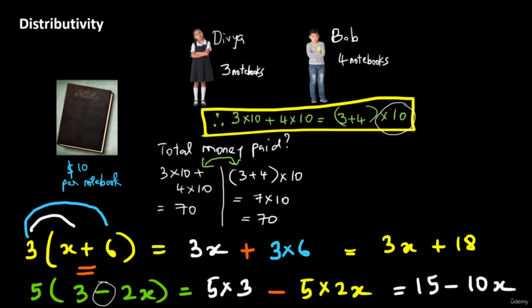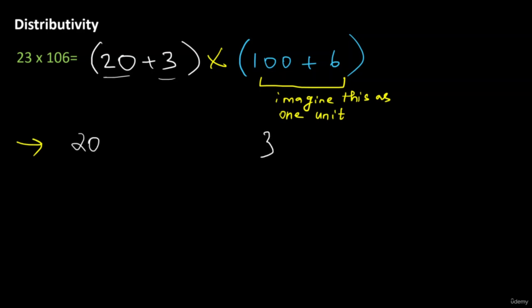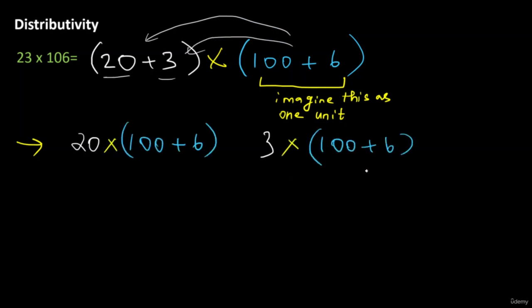Alright, now let's apply this in a multiplication. Say you want to do 23 into 106. So I can write 23 as 20 plus 3, and I can write 106 as 100 plus 6. So when I multiply this, let's treat this part as 1 unit. Alright, so let's give this 1 unit both to 20 and 3. So let's give this to 20 and let's give it to 3. So we have 20 into 100 plus 6 and 3 into 100 plus 6, right? And over here I have a plus sign. So over here also I need to have a plus sign.